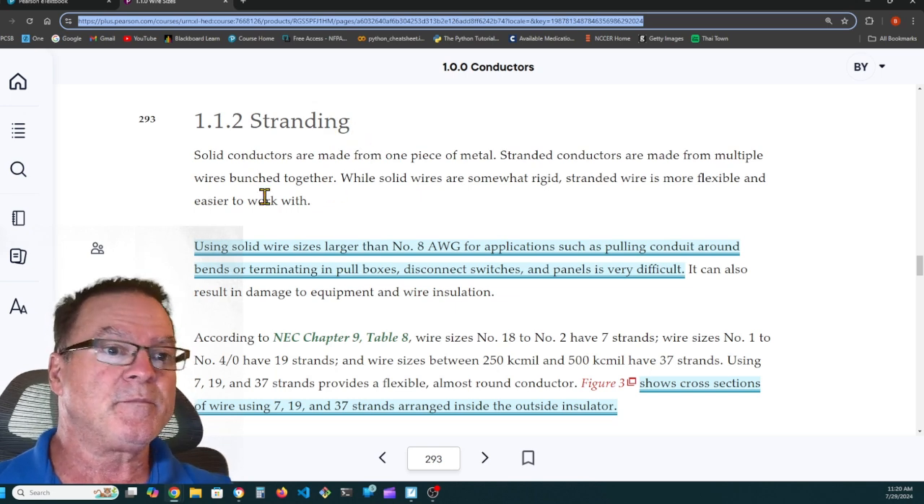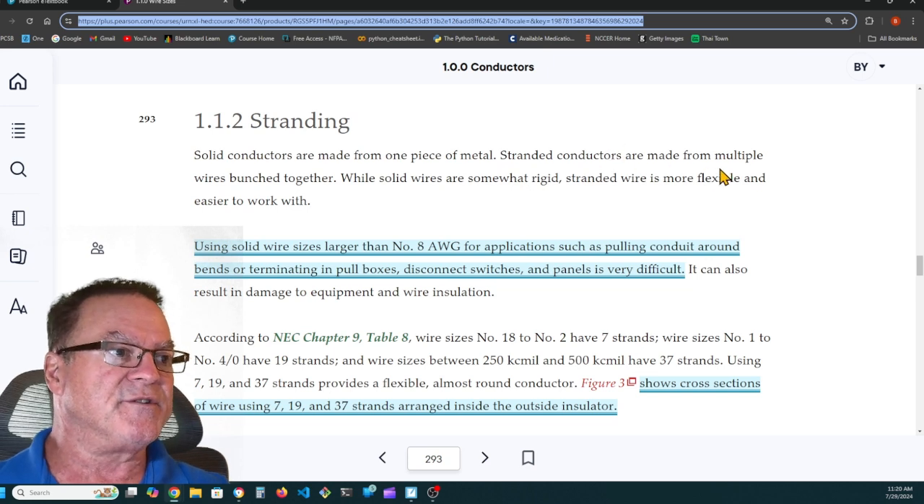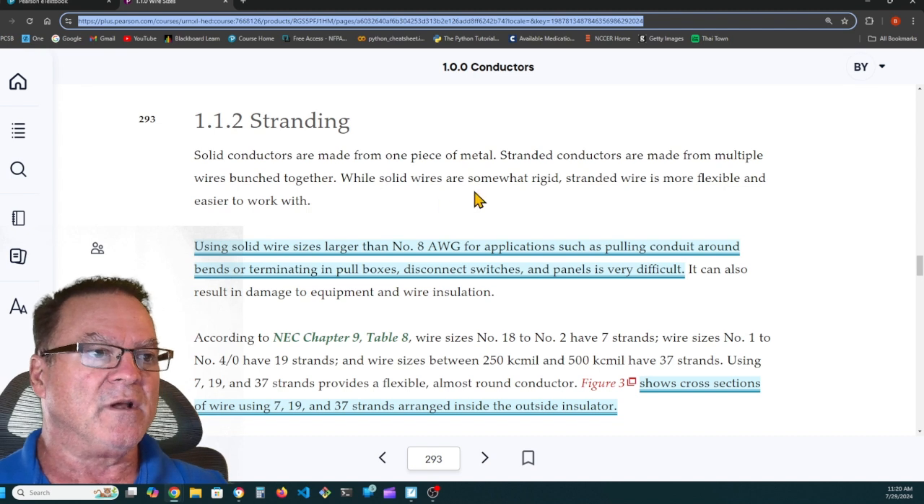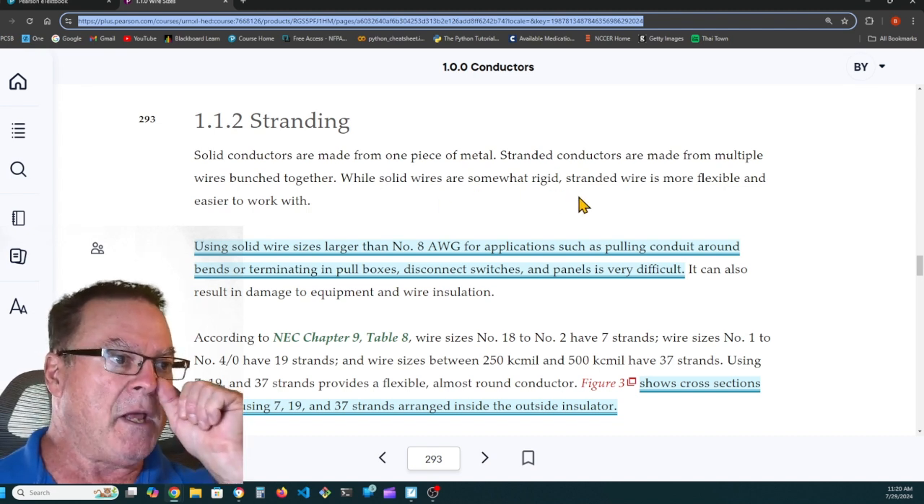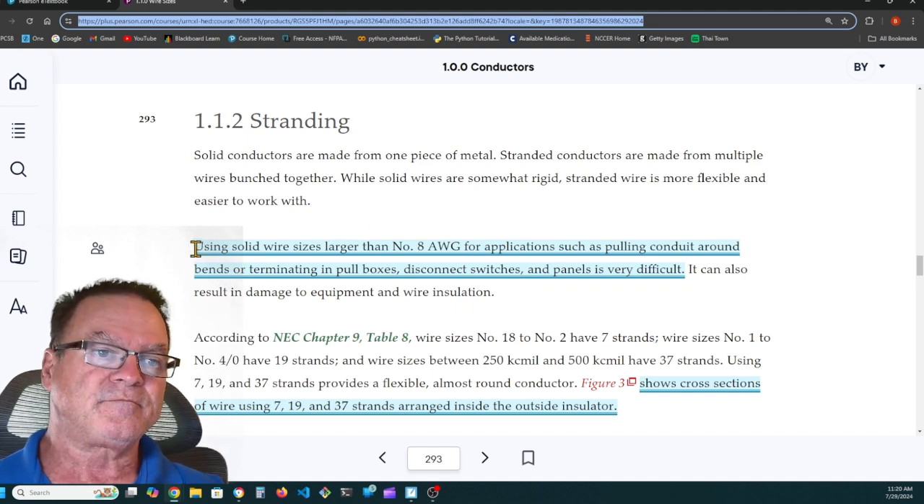1.1.2, stranding. Solid conductors are made from one piece of metal. Stranded conductors are made from multiple wires bunched together. While solid wires are somewhat rigid, stranded wire is more flexible and easier to work with.